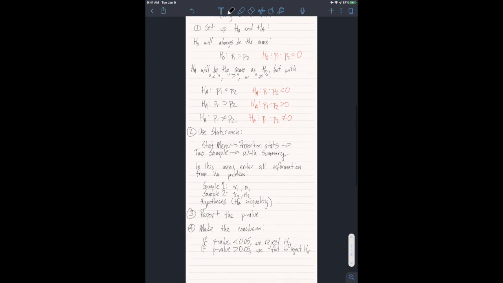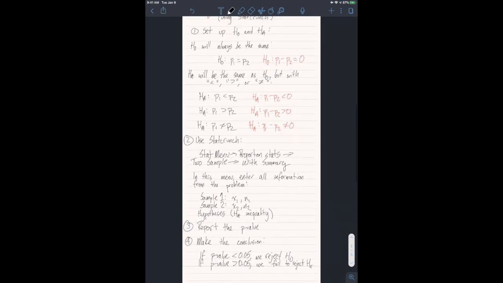Let me zoom out so we can see them all together, and I can walk through them one more time. First step is to set up the hypotheses. The question will ask something like, we sampled a bunch of men and also a bunch of women, found this percent of men smoke, this percent of women smoke. Is that enough evidence to say more men smoke on average than women? You know, the proportion of male smokers is higher than the proportion of female smokers.